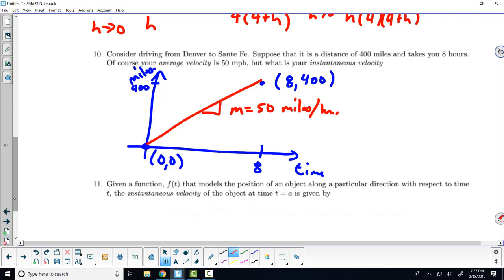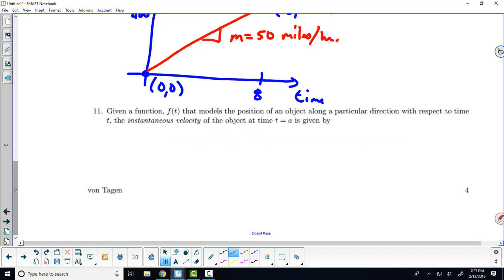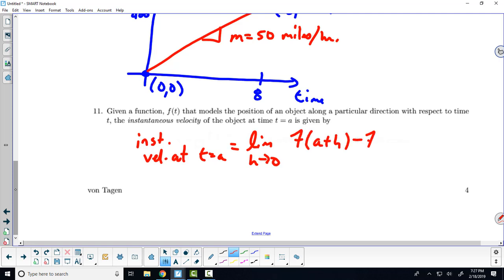What do we mean by instantaneous rate of change? Well, let's define it. Okay? The instantaneous rate of change, or the instantaneous velocity at a point, let's say, t equals a, is simply the limit as h approaches 0 of f of a plus h minus f of a all over h. That's how we choose to define it, and that should look familiar because that's just the definition of our tangent line slopes.